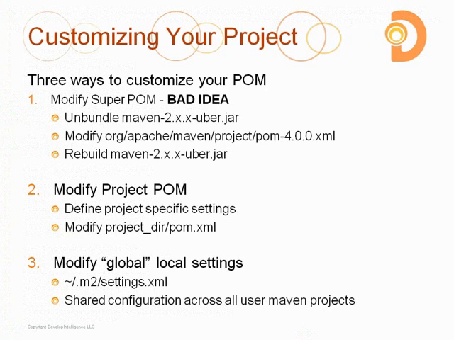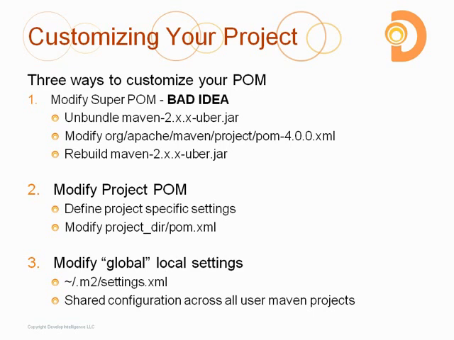So the question is, now that we understand that we can override SuperPOM's information and customize Maven to meet our project's needs, the question becomes, where should I do this customization? And we're going to say that you have basically 3 different options. They're not all great options, but you do have 3 different options. The first option is to go and modify the SuperPOM.